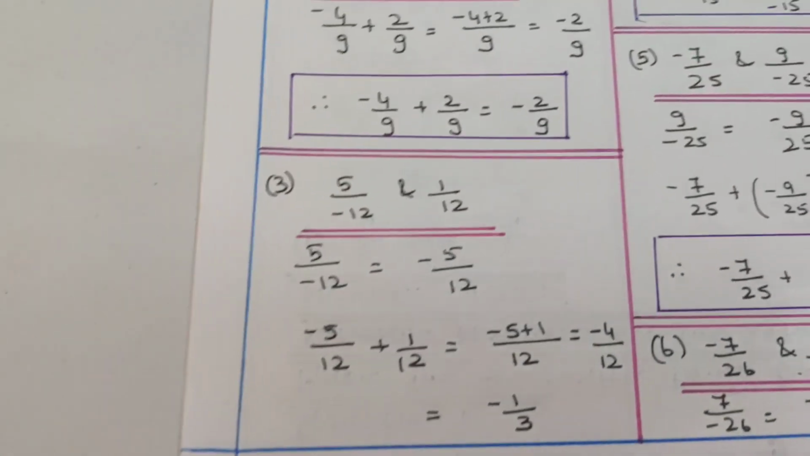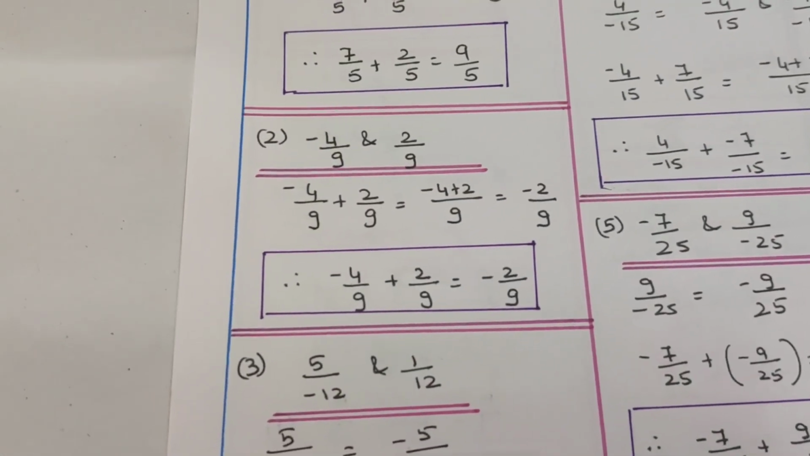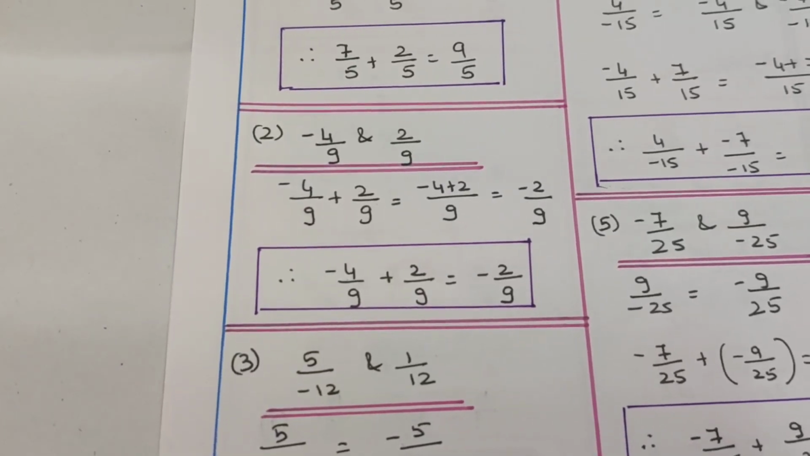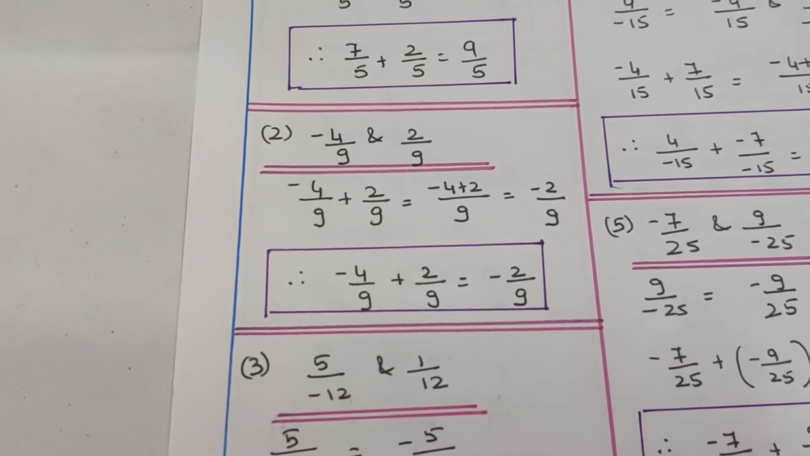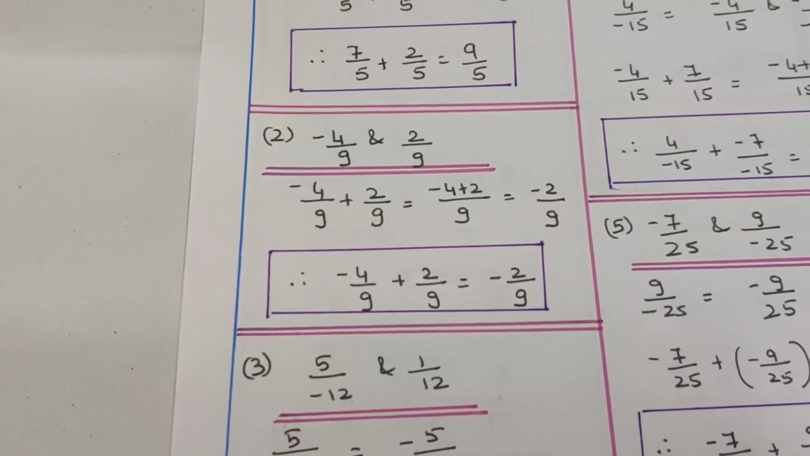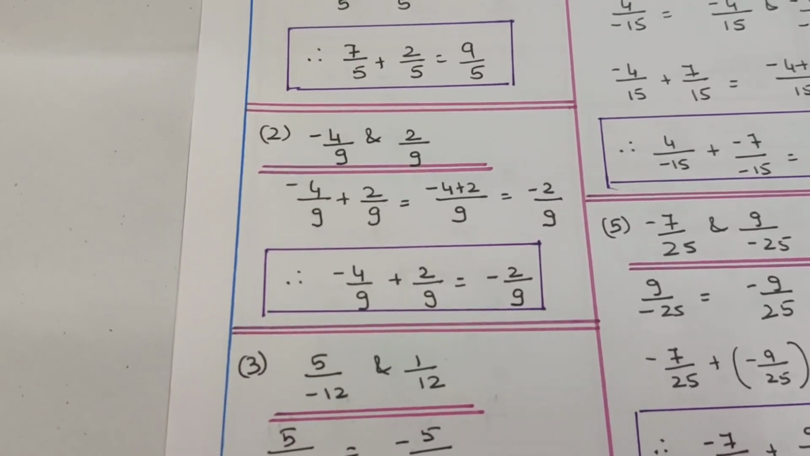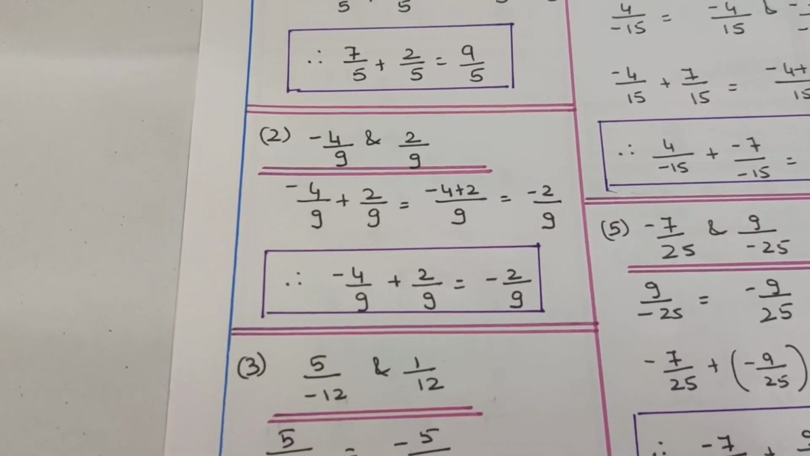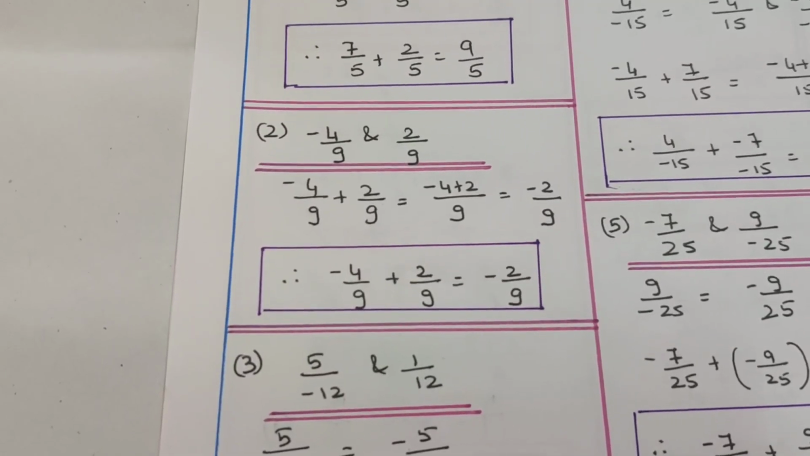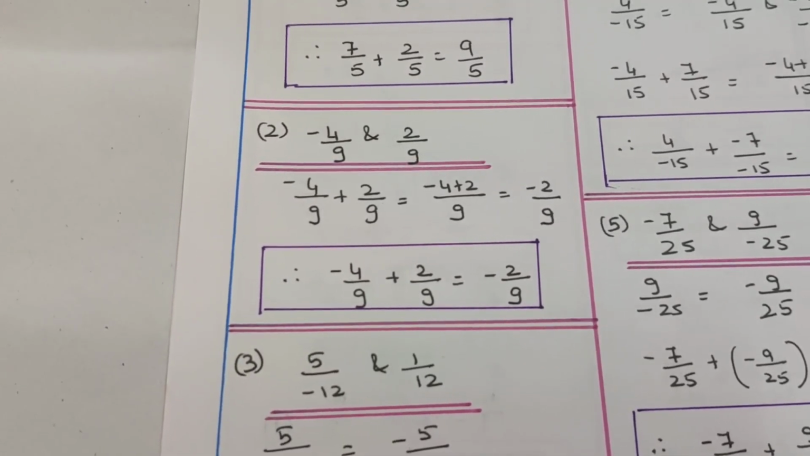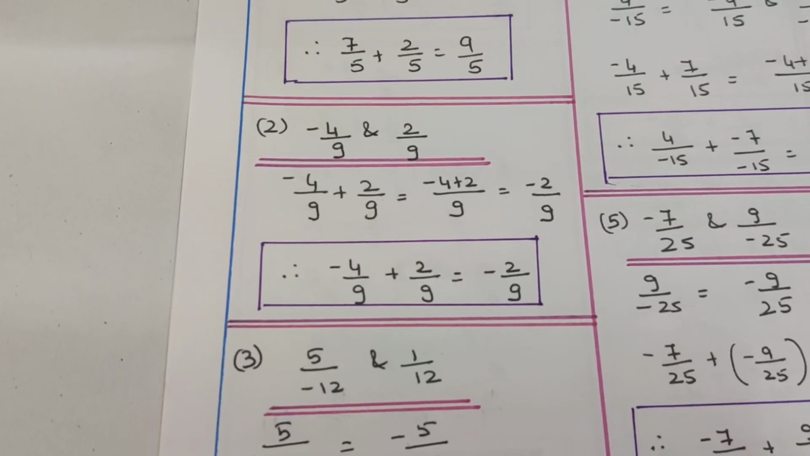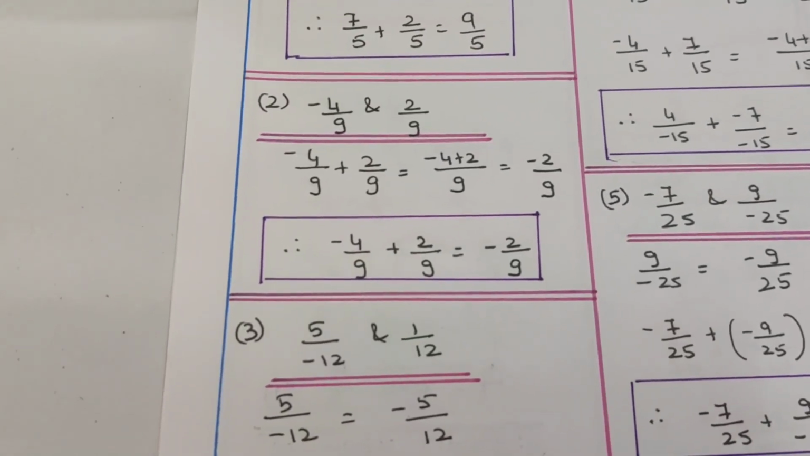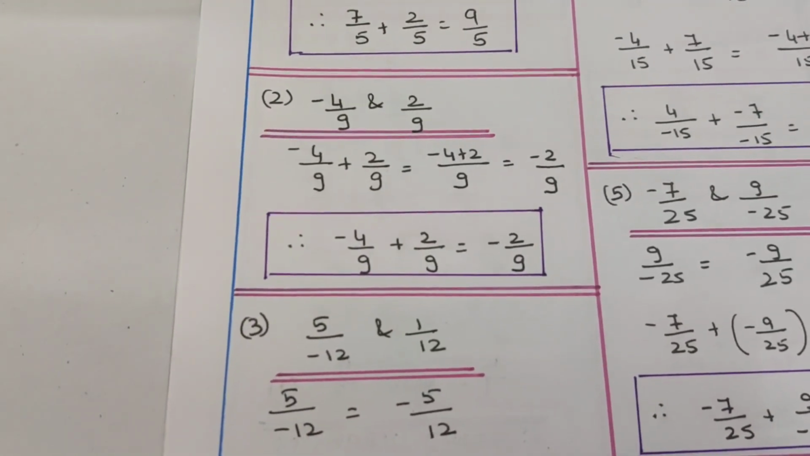The next question is minus 4 by 9 and 2 by 9. Again, common denominators, so nothing to worry on the LCM bit. Take 9 as the denominator, so minus 4 plus 2 is minus 2, so minus 2 by 9. Therefore, minus 4 by 9 plus 2 by 9 is equal to minus 2 by 9. Isn't it easy? All the sums are easy in this first question.